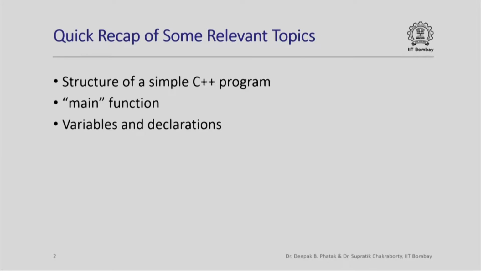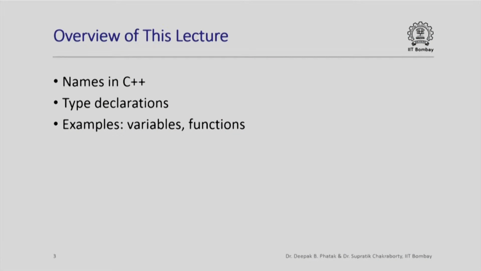We have seen in an earlier lecture the structure of a simple C++ program, where we saw a main function, and within the main function we saw different variables and their declarations. We are going to look at variables, declarations and some related topics in this lecture, building upon what we have studied earlier. So this is the overview of this lecture.